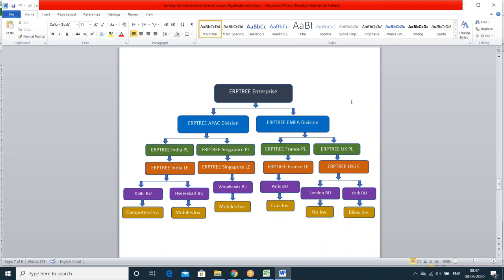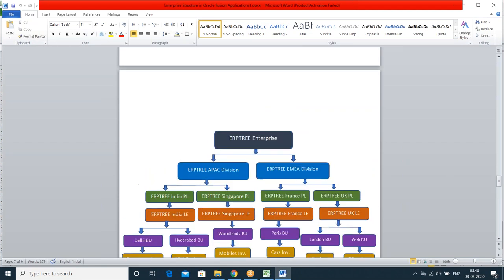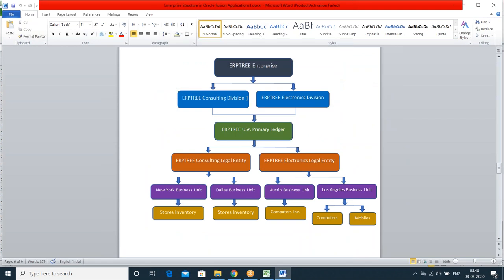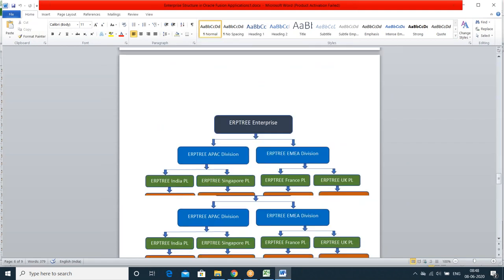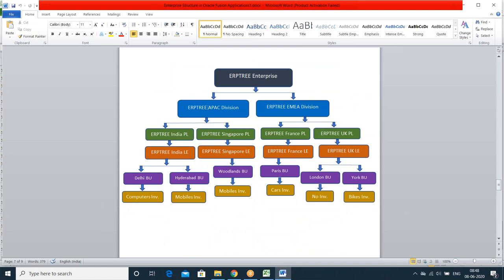And if they want to go with the concept called divisions, of the four countries, India and Singapore fall under the APAC division. They are taking the division region-wise. In the earlier example, the division concept was based on the vertical of business. Here they are taking the division concept based on the region. So India and Singapore fall under APAC, and just France and UK fall under EMEA. That's how they can segregate the overall business operations across the countries with the division concept. And since they are running the business in four countries, for each country, one primary ledger is required.